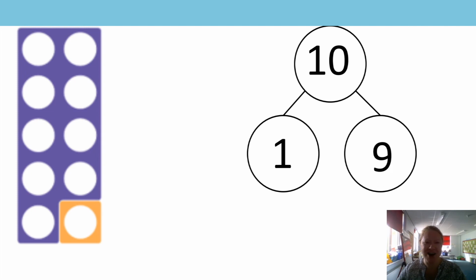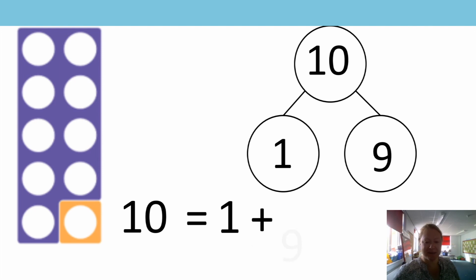Well done, it's 9, isn't it? Can you see that we've got a whole row of 5 on this side, but only 4 here, so 1 less than 10. We take that 1 away, we've got 1 less than 10 is 9. So we know that 10 is equal to 1 plus 9.